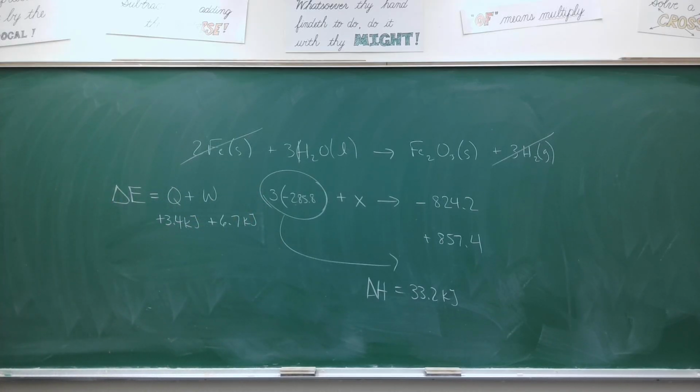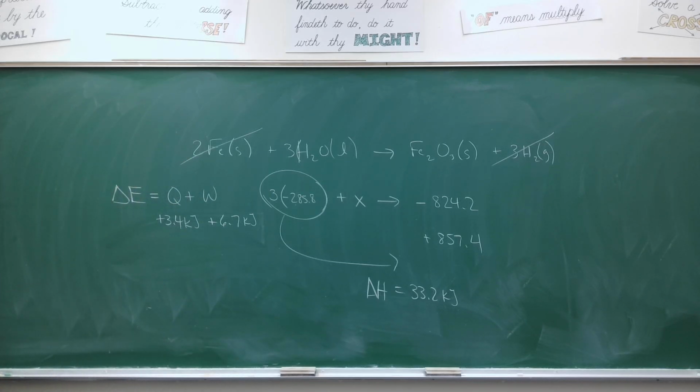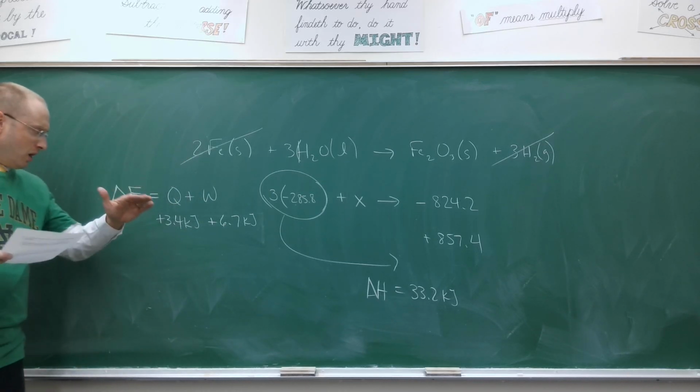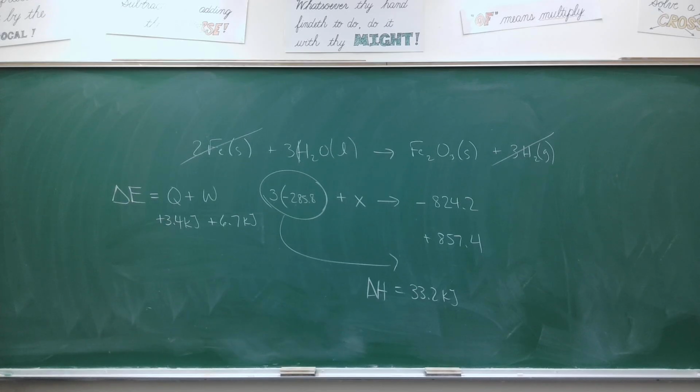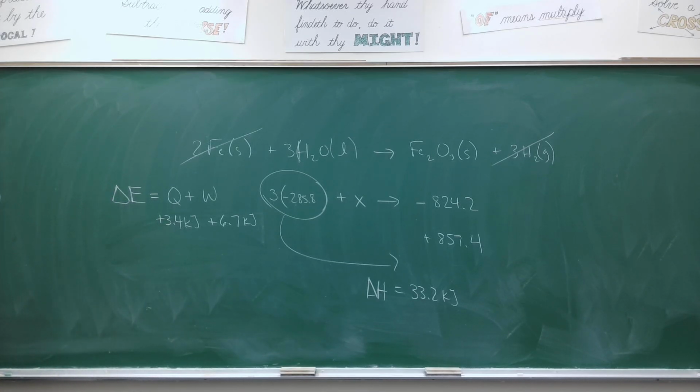I don't think I meant to have two problems on here where they were both going the same direction. What if it had done the 6.7 kilojoules? Then it would be negative, and you'd have a positive 3.4, negative 6.7. Anyway, so what is that, 10.1 kilojoules? Positive 10.1 kilojoules change in internal energy. Questions on those energy changes?